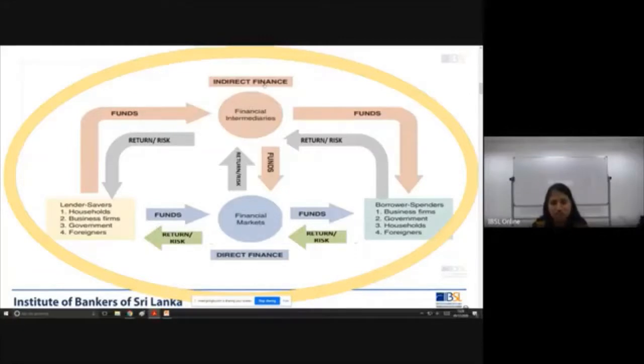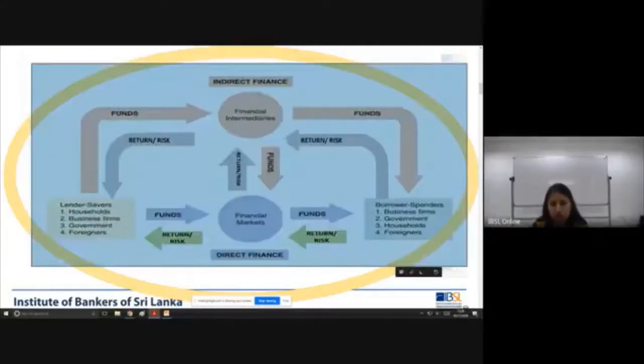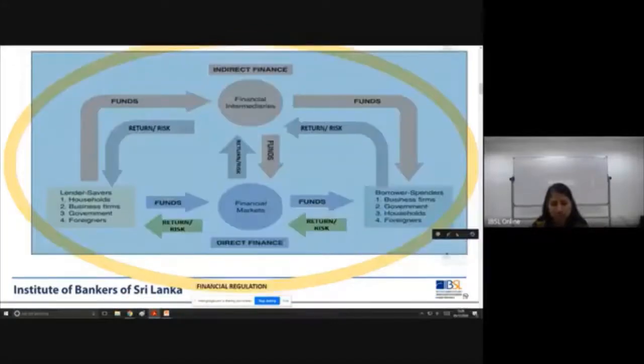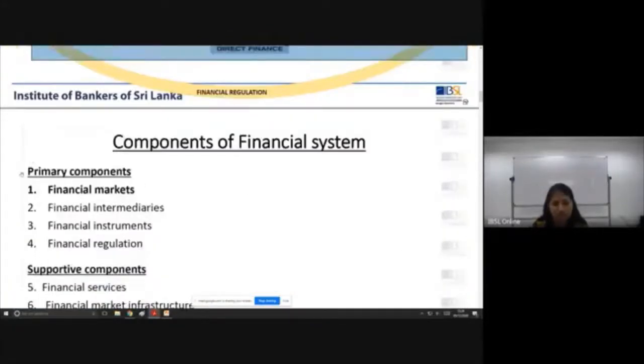So these two parties play a very big role when it comes to the financial system, but not alone. You also have financial instruments. Remember, for the fund flow to happen, there should be an instrument as well. So the instrument is also essential. That's why you call all these the primary components. You require them for the essential functioning of the financial system. These components are a must.